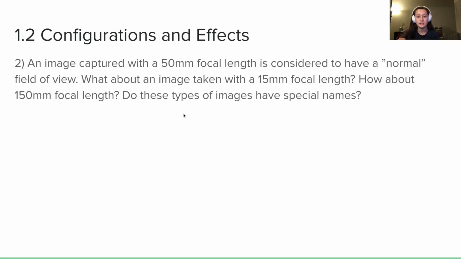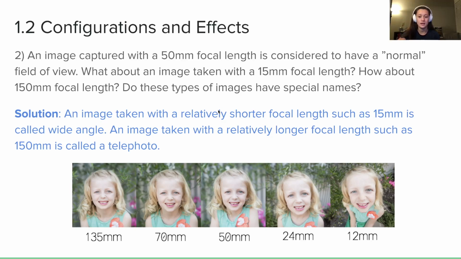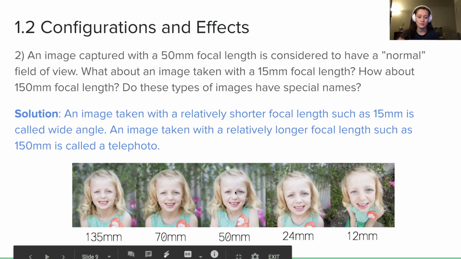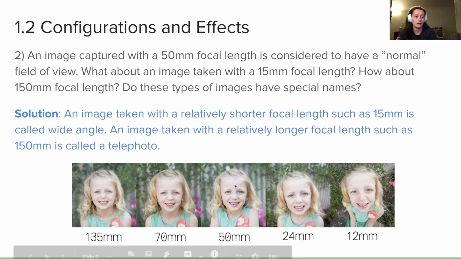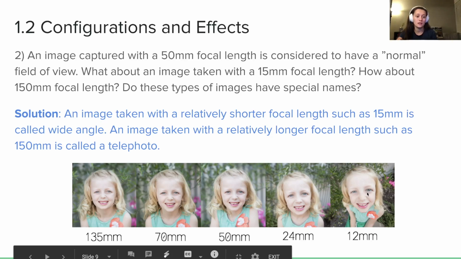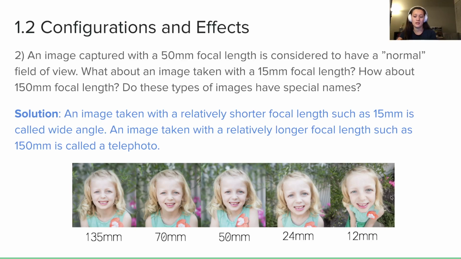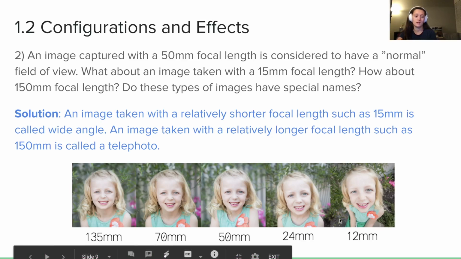So let's look at some images just to see what that would do. Over here, let's start with the middle. This would be considered our normal field of view with a focal length of 50. As you can see, once you get to a very small focal length, the field of view is going to be much wider. We can even see the soil over here.